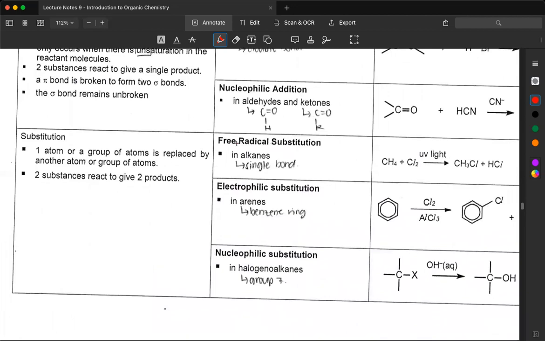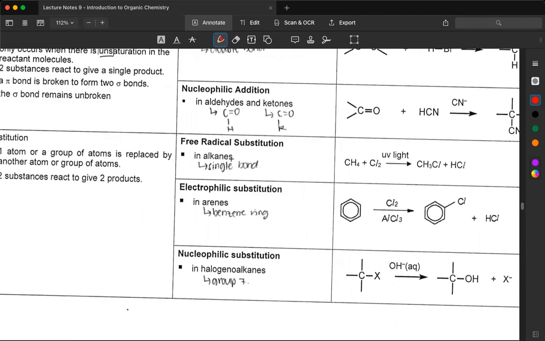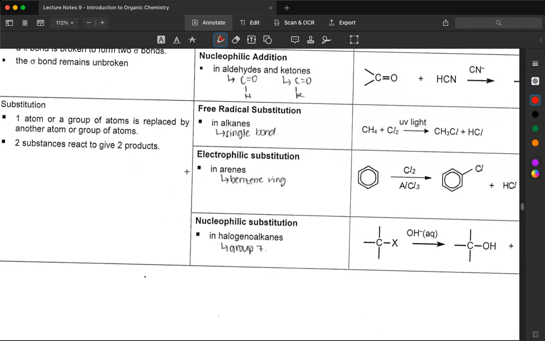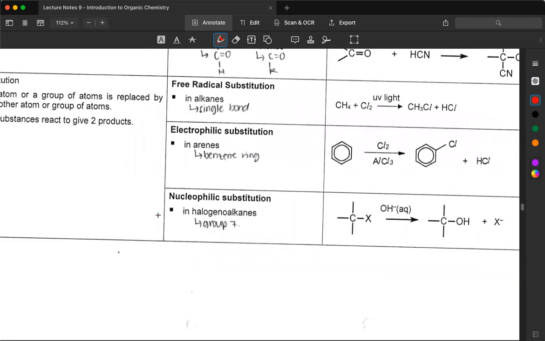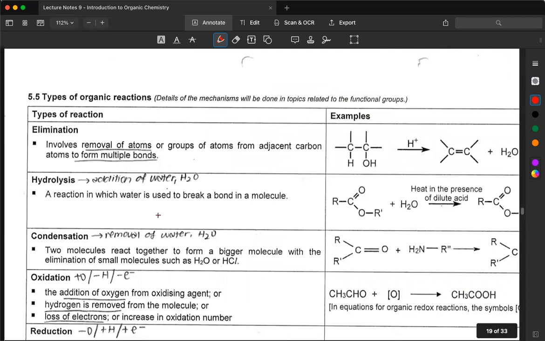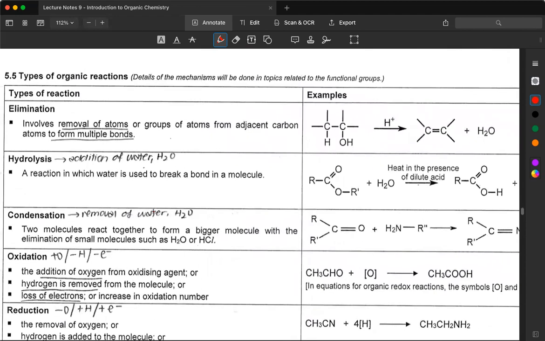Substitution, where one atom or group of atoms is replaced by another atom or group of atoms. Two substances react to give two products. All right, like this one, free radical substitution in alkanes, and electrophilic substitution, and nucleophilic substitution. All right, so this is just a preview of what is going to come. Elimination involves removal of atoms or groups of atoms from adjacent carbon atoms to form multiple bonds. So it's like forming back the double bond. It's the opposite of just now when you break the double bond.